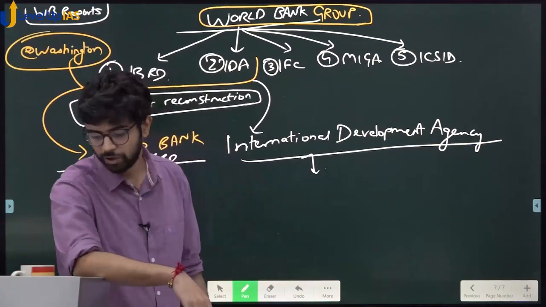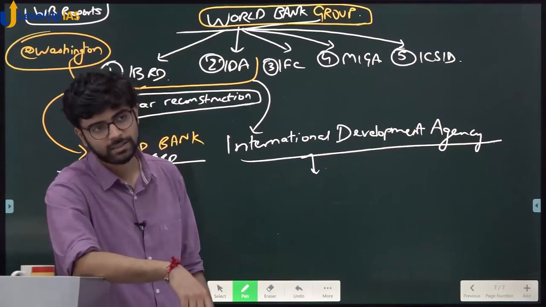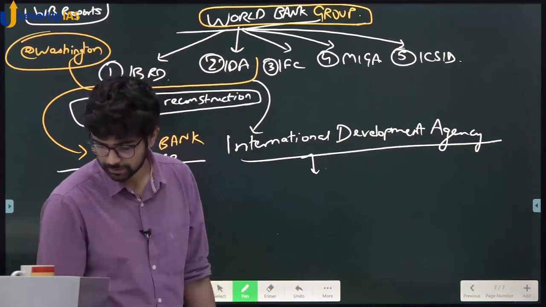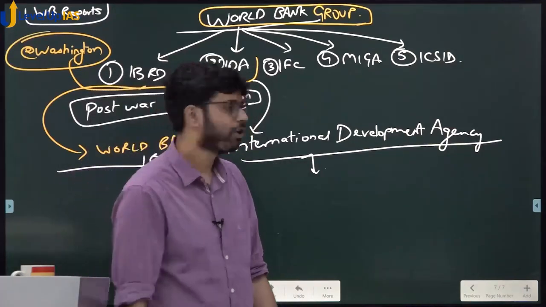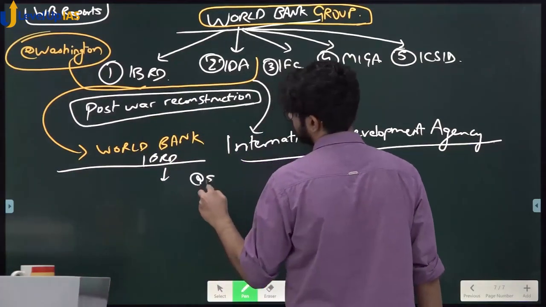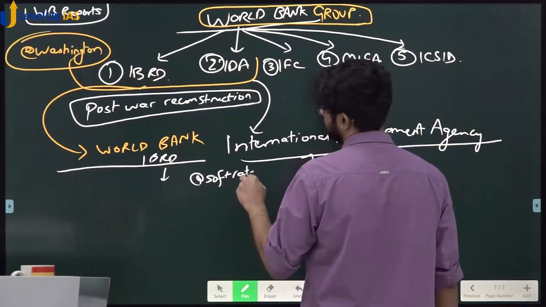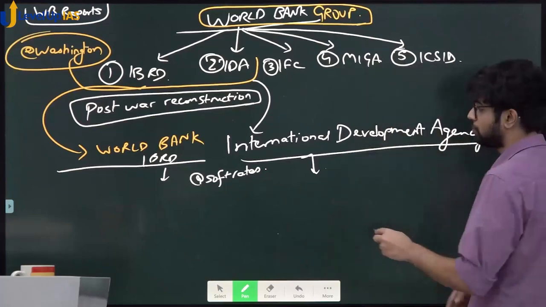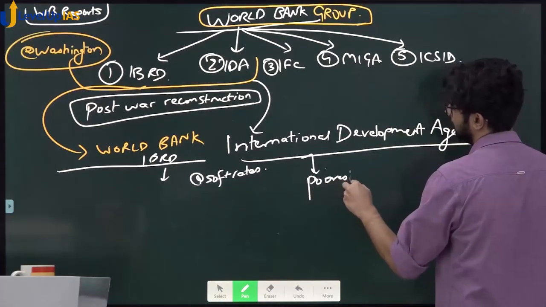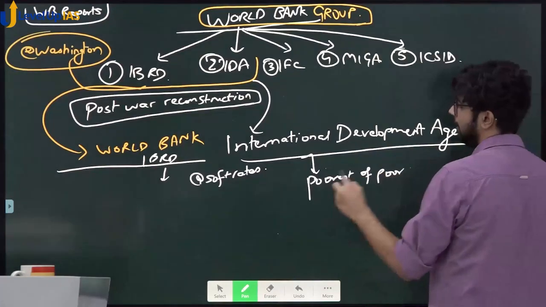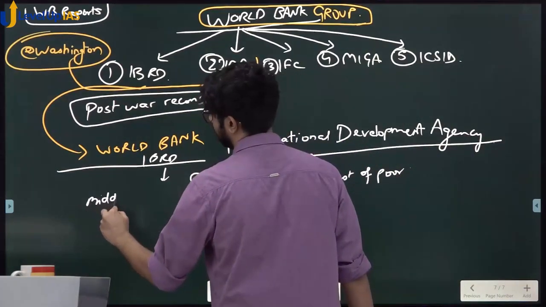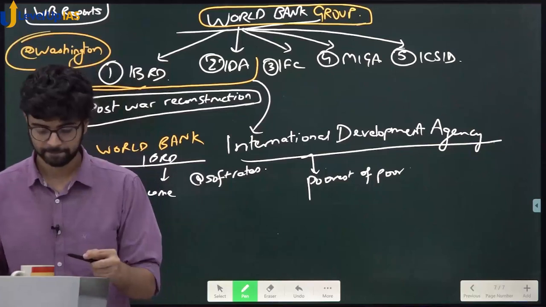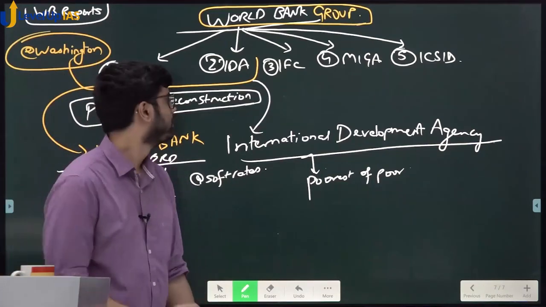Do you think the rates are discounted or full rates? Discounted rates. They are also called soft rates. Okay, soft rates, it gives loans at soft rates, both of them. Now comes the key part. IDA gives loans to the poorest of the poor, and IBRD gives loans to middle income countries. Okay, got it?